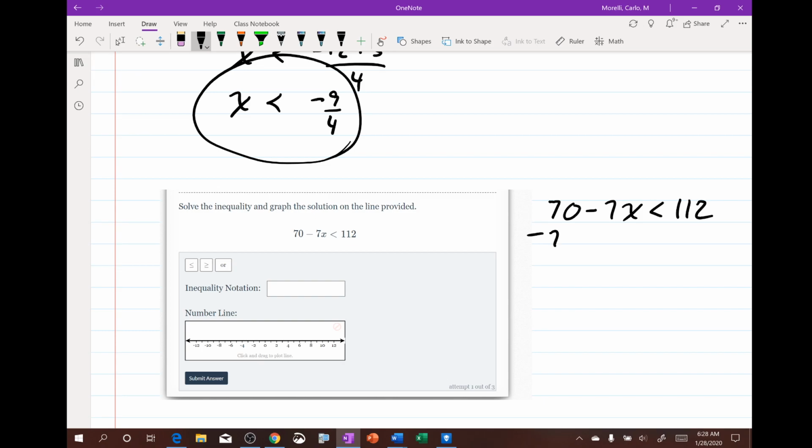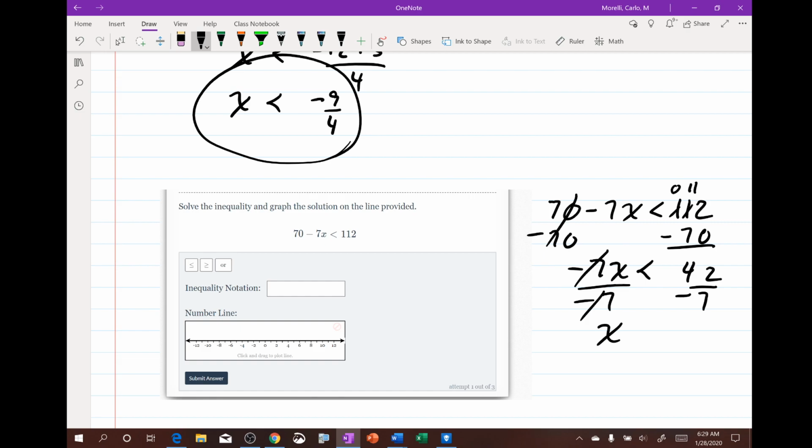Okay, so we'll subtract 70 from both sides. Negative 7x less than, now we just do the subtraction. 2 minus 0 is 2. We can't subtract 7 from 1, so we change this to a 0 and this to an 11. And now that's 42, okay? So negative 7x less than 42, divide both sides by a negative, negative 7. And x, now you have to flip the inequality symbol, is greater than negative 6.